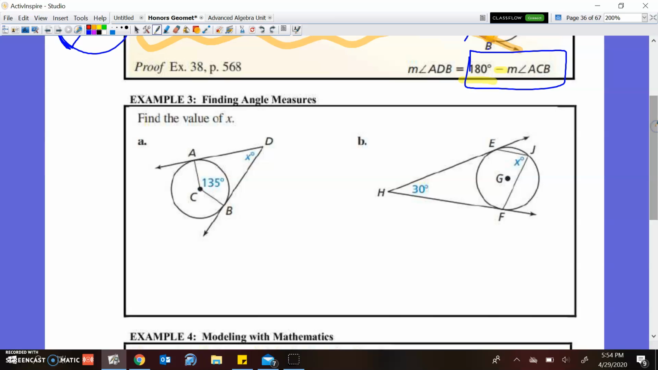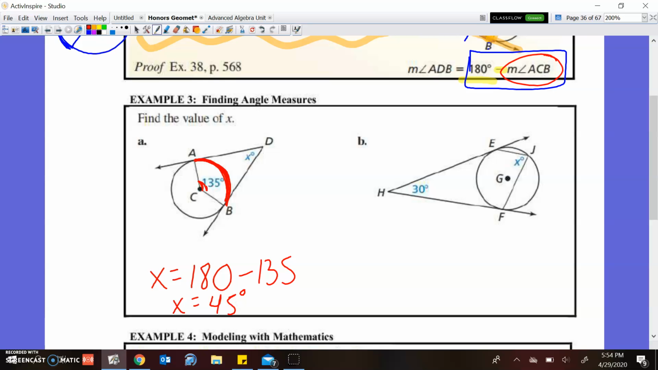Find the value of x. If this is a central angle of 135, that means this arc is also 135. But I would just say that x is equal to 180 minus 135. Now, whether you think of it as the angle or whether you think of it as the arc, it's kind of the same thing. So this is going to give me an answer of x equaling 45 degrees.